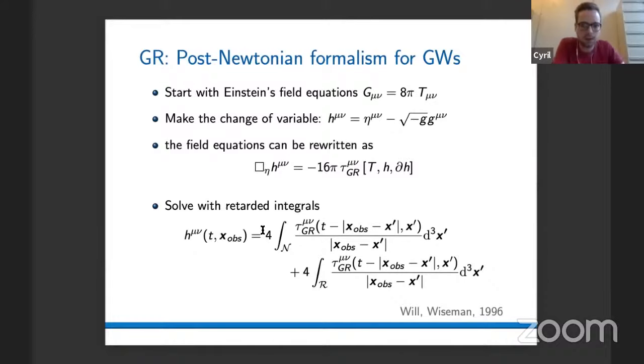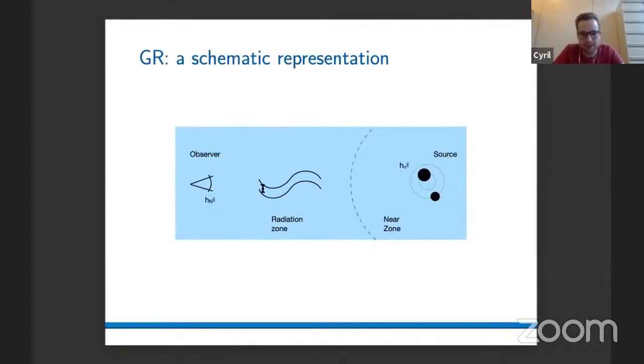So how it is done usually in general relativity, we separate it in two ways. We have the near zone that is close to the source, and the radiation zone where you're far away from the source. So you have really those two zones you integrate over, and we make different assumptions depending on the zone we are in. So schematically, it looks like this.